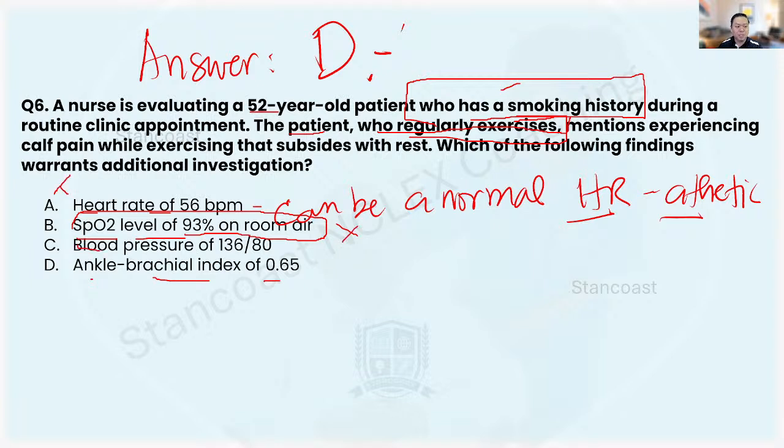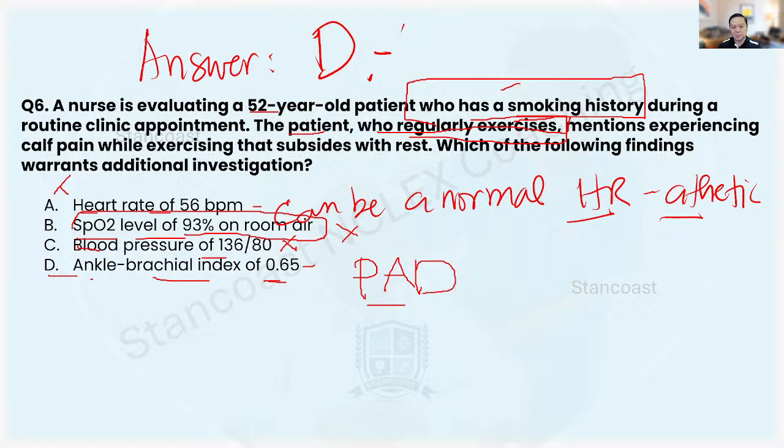What about letter C? Blood pressure of 136 over 80. Okay, a blood pressure this high is slightly elevated, but it's not really immediately concerning. It doesn't really require further investigation compared to the next one that we will be looking at. So we are eliminating letter C. What about letter D? Ankle brachial index of 0.65. Guys, this is a diagnostic tool that is very important in determining peripheral arterial disease. That is the correct answer.